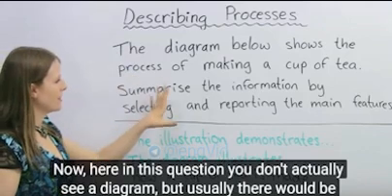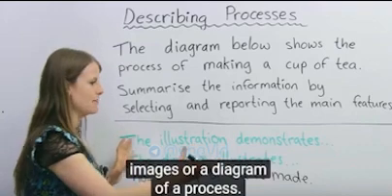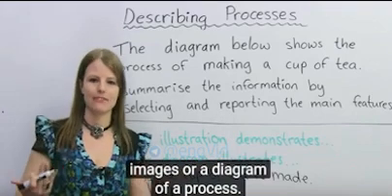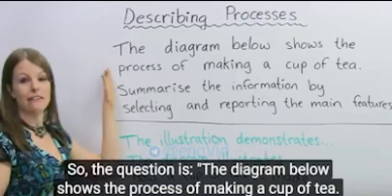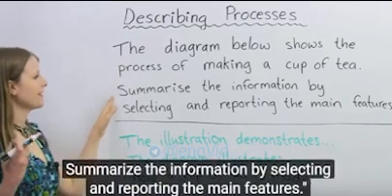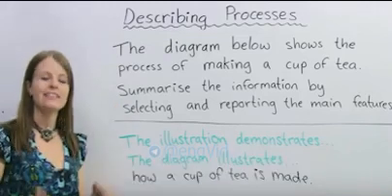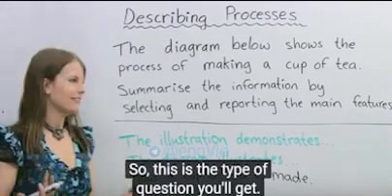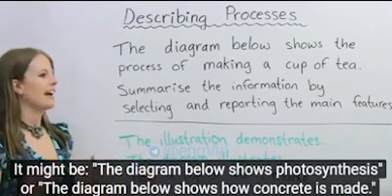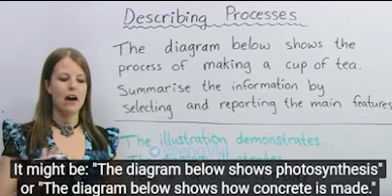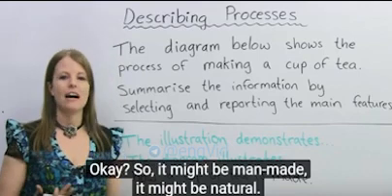Now here in this question, you don't actually see a diagram, but usually there would be images or a diagram of a process. So the question is, the diagram below shows the process of making a cup of tea. Summarize the information by selecting and reporting the main features. So this is the type of question you'll get, okay? It might be the diagram below shows photosynthesis, or the diagram below shows how concrete is made, okay? So it might be man-made, it might be natural.